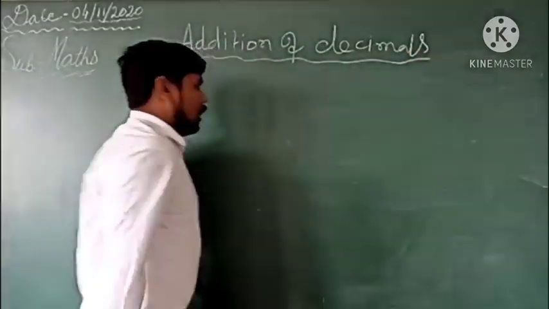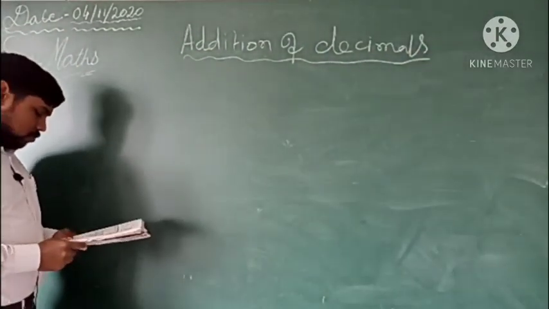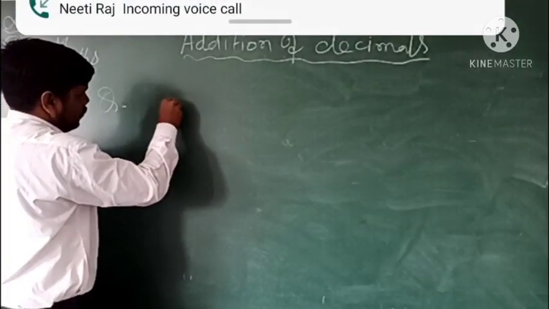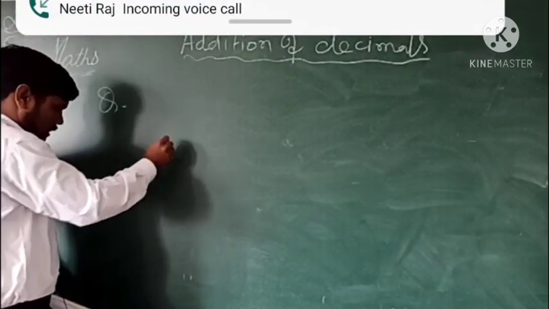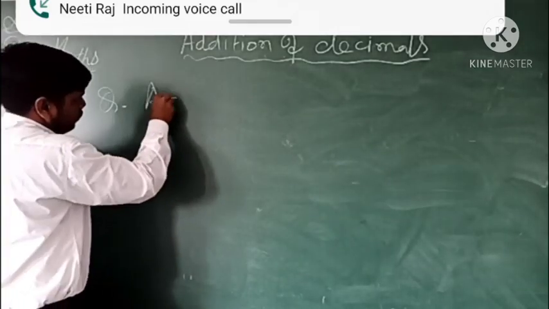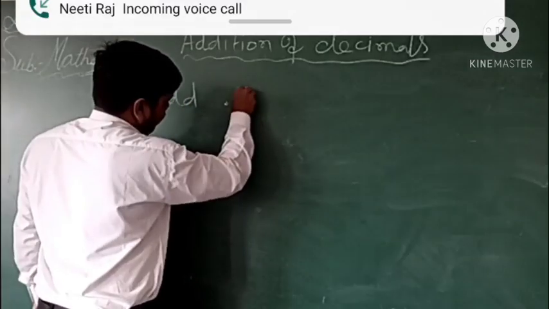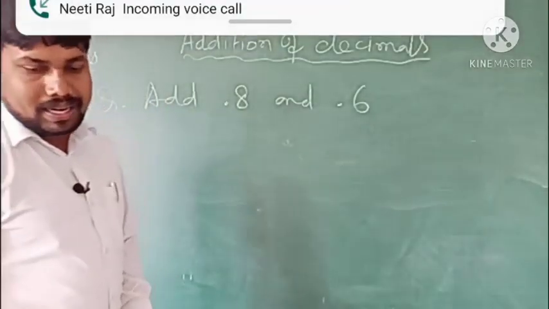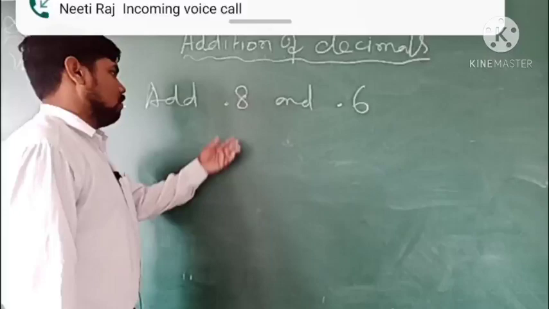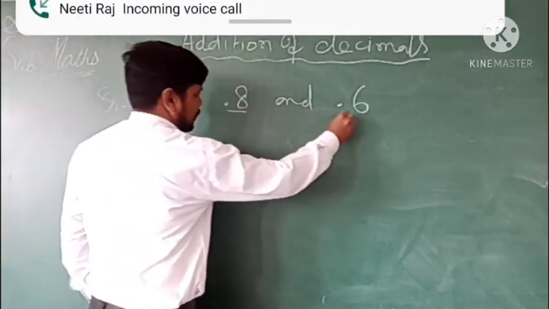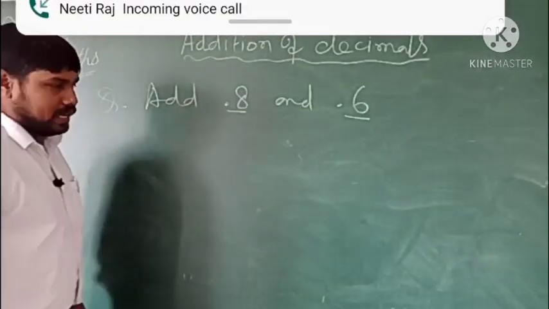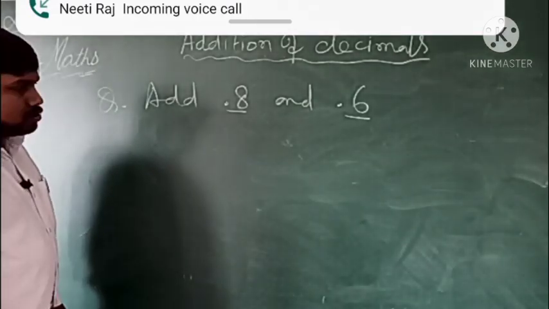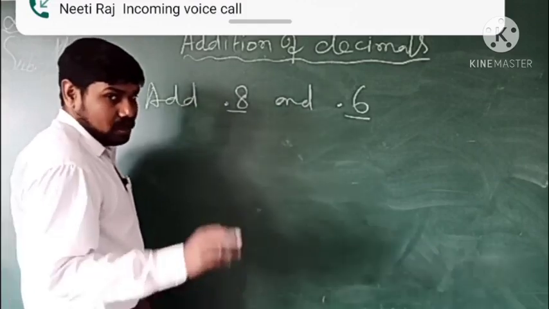So how can we add decimals? For example, 2 decimal numbers are here. One is decimal 8, or a question like this: add decimal 8 and decimal 6. If it is like this, very simply we can add as in normal addition. 8 plus 6 is how much? 14.